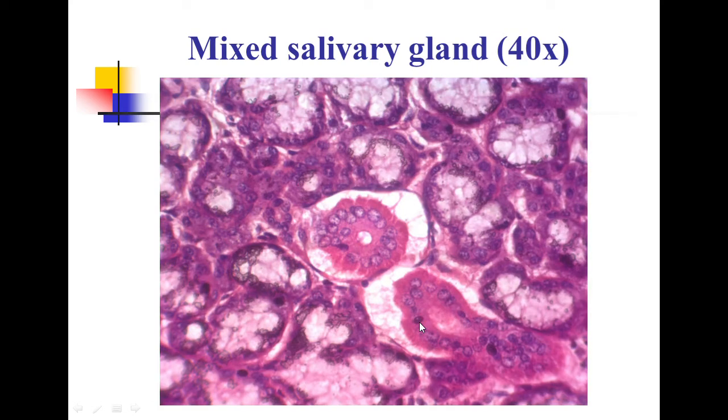Then this is high power magnification, that is the 40x magnification. Here you can see the darkly stained acini. So these darkly stained acini are the serous acini, and in serous acini you can clearly see the rounded nuclei which are centrally placed. These are rounded nuclei centrally placed, darkly stained cells.